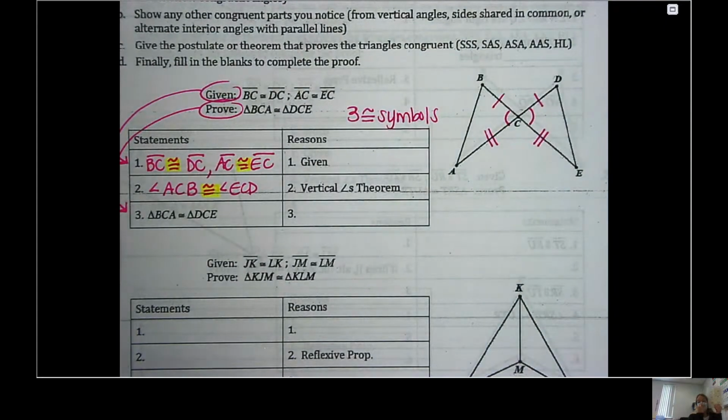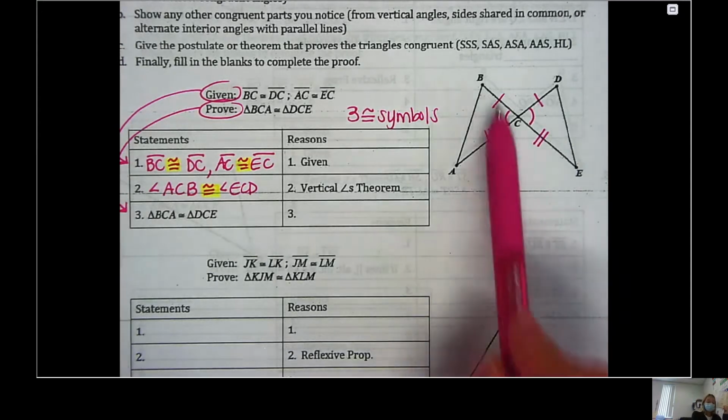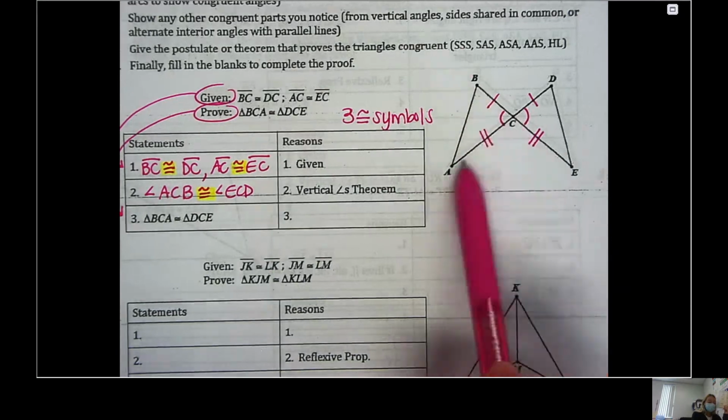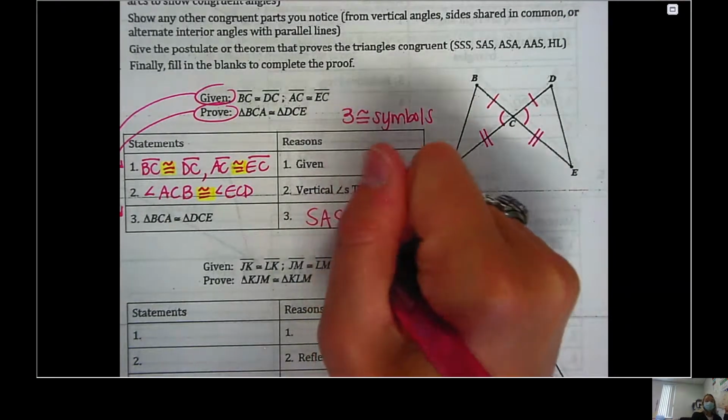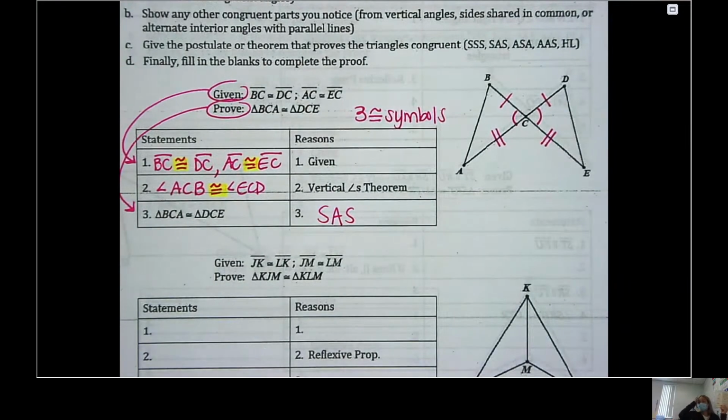Side angle side. Do we agree with Jaden? Yes or no? Show me with your thumbs. You agree or disagree? Do you have 2 sides with an angle right between? Yes. Good. So this is side, angle, side. So my final reason is literally side, angle, side. So your first statement is your given, your last statement is your proof, and then from there you just kind of fill in the blanks for each piece of information that makes sense. The more you do, the easier they will get.